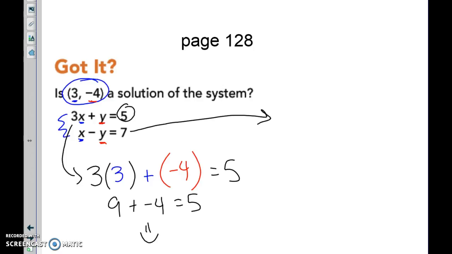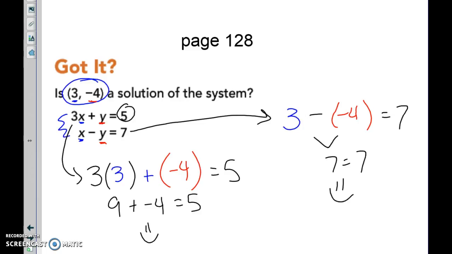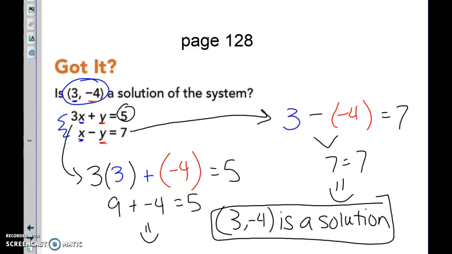x minus y equals 7. So does, and remember we're color coding, instead of writing x, we're going to write 3, minus, instead of writing y, we're going to write negative 4. Does that equal 7? Well, yes, in fact it does. 3 minus negative 4 does equal 7. 7 equals 7, yes. Since it checks out for both, this is a solution. So how you put this, 3 comma negative 4 is a solution. This is the only solution to the system. This is exactly where they cross.